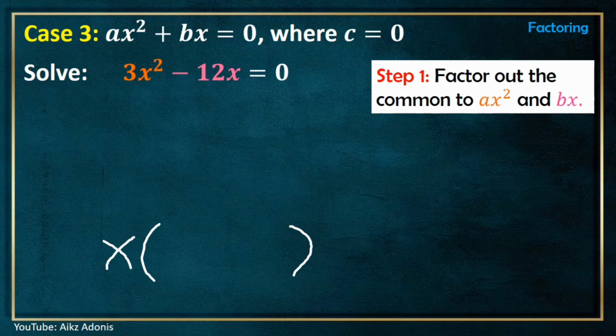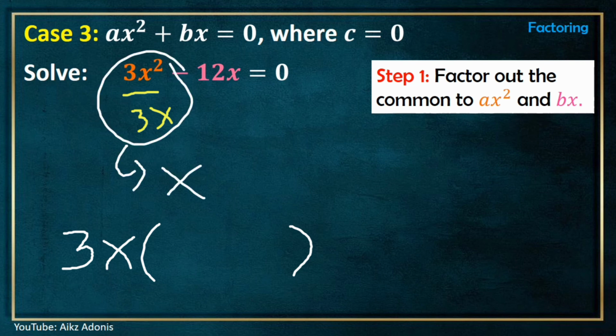How about sa 3 and 12? May common ba sa kanila? Meron. Pareho silang pwedeng i-divide ng 3, so ilalabas din natin yung 3. So, ano kaya yung nasa loob ng parenthesis? Para makuha kung ano ang nasa loob ng parenthesis, i-divide lamang ang 3x squared sa 3x. So, 3x squared divided by 3x ay x.